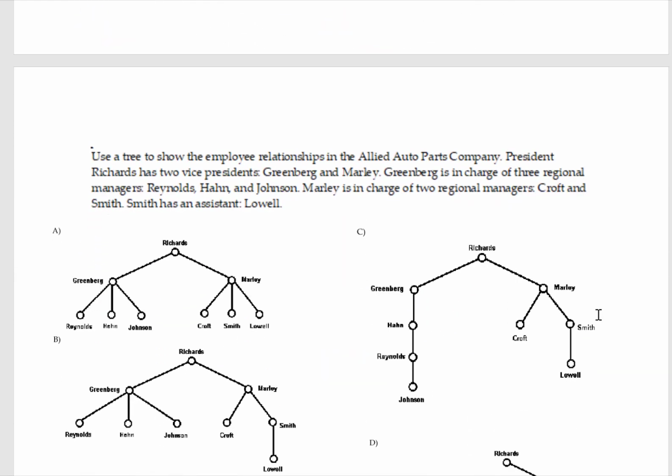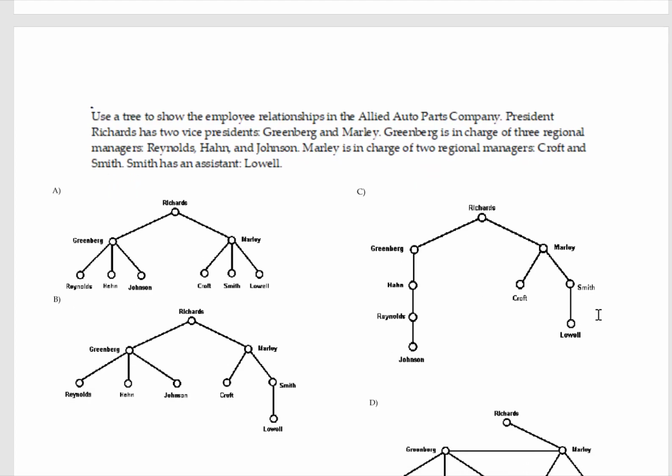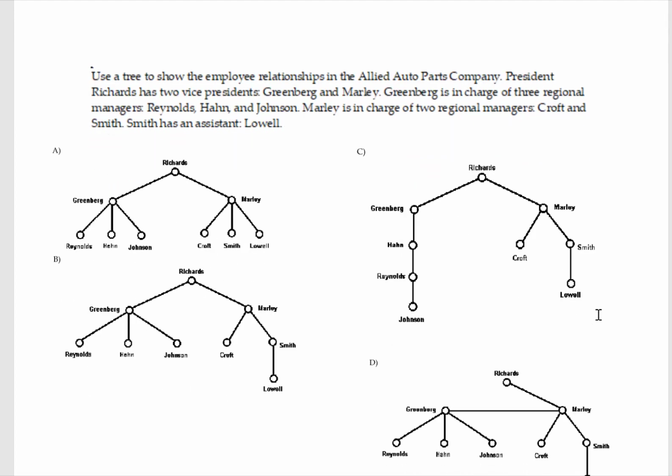Use a tree to show the employee relationships in the Allied Auto Parts Company. President Richards has two vice presidents, Greenberg and Marley, and I notice in all of the graphs that are presented, it does show Richards with two people reporting to him, except for D. A, B, and C all show the President Richards with two people reporting to him. We can eliminate D because D only shows Marley reporting to the president.